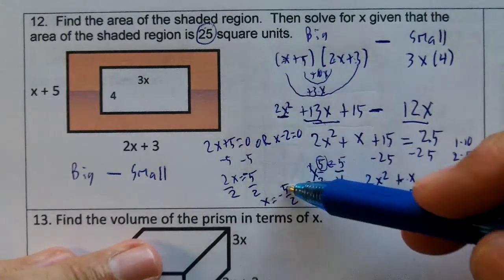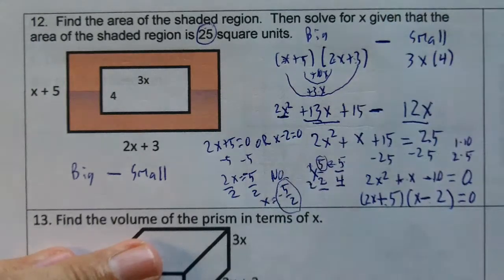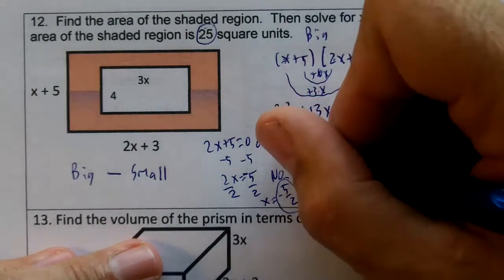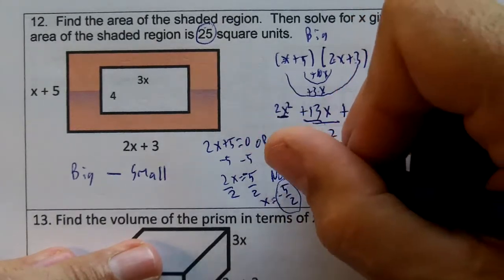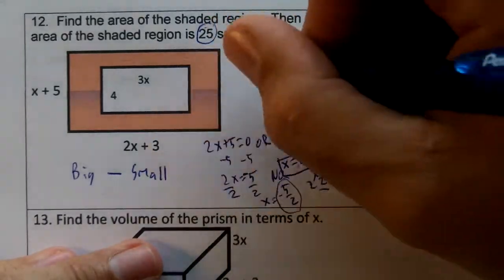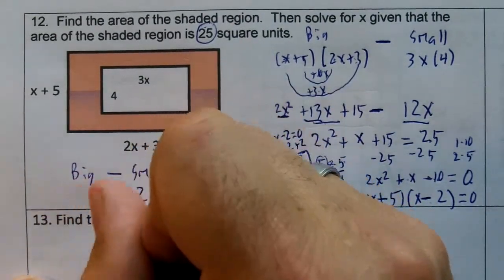Can x be a negative number in a rectangle? No. So this is not a real solution. We want the positive solution. Right here, if we add 2, we would get x equals 2, wouldn't we? And that's it, isn't it? So x would equal 2. The value of x would be 2.